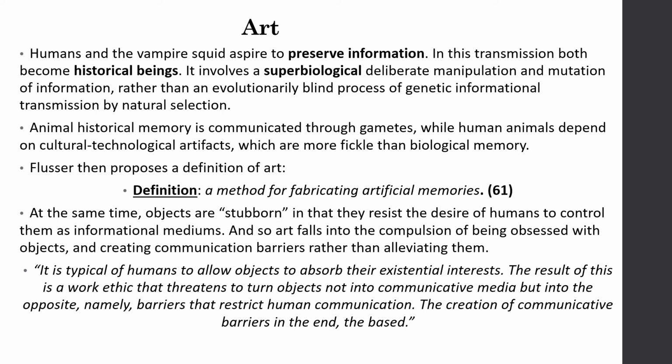Whereas these basic processes of natural selection that guide evolution are, of course, transmissions of genetic information that is completely blind, involuntary, right? They are based on precisely blind mechanisms. Flusser and Beck describe these super biological processes of informational transmission and storage, which is what art is, in which information is deliberately manipulated and transformed. And this is super biological because it goes beyond the mechanisms of natural evolution. This is a kind of cultural memory, if you will. So we have then a definition of art, which is a method for fabricating artificial memories, right?